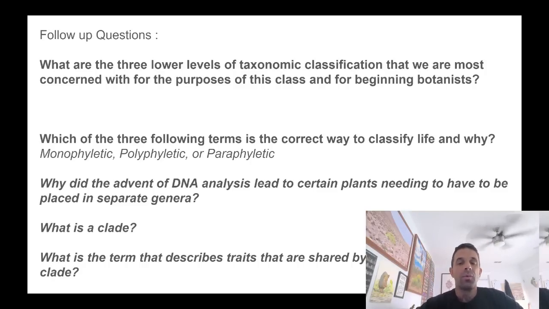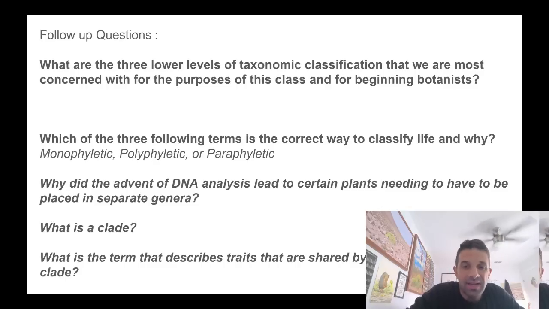Follow-up questions. What are the 3 lower levels of taxonomic classification that we're most concerned with for the purposes of this class and for beginning botanists? Okay, family, genus, species. Which of the 3 following terms is the correct way to classify life and why? Monophyletic.